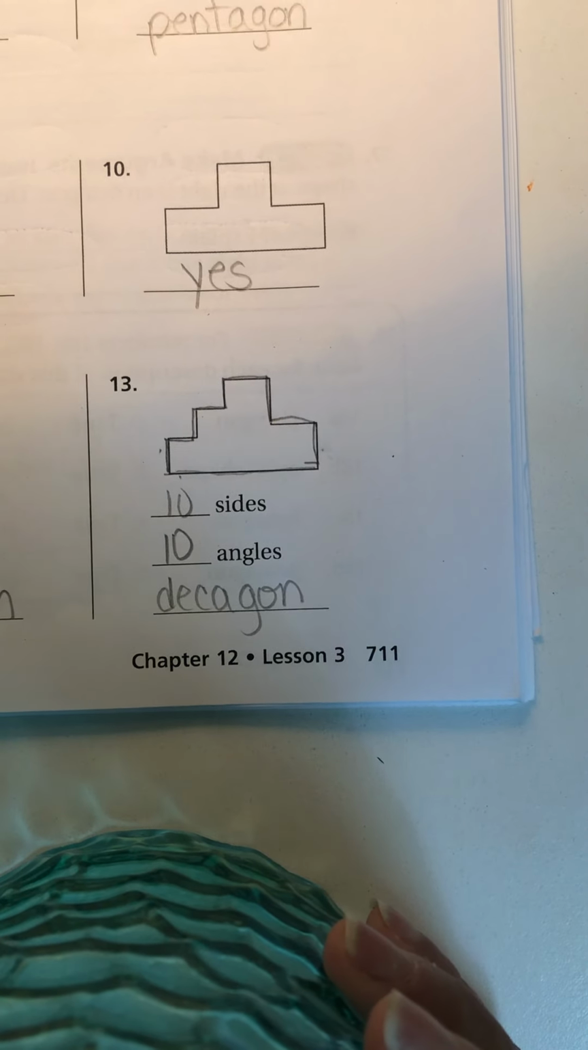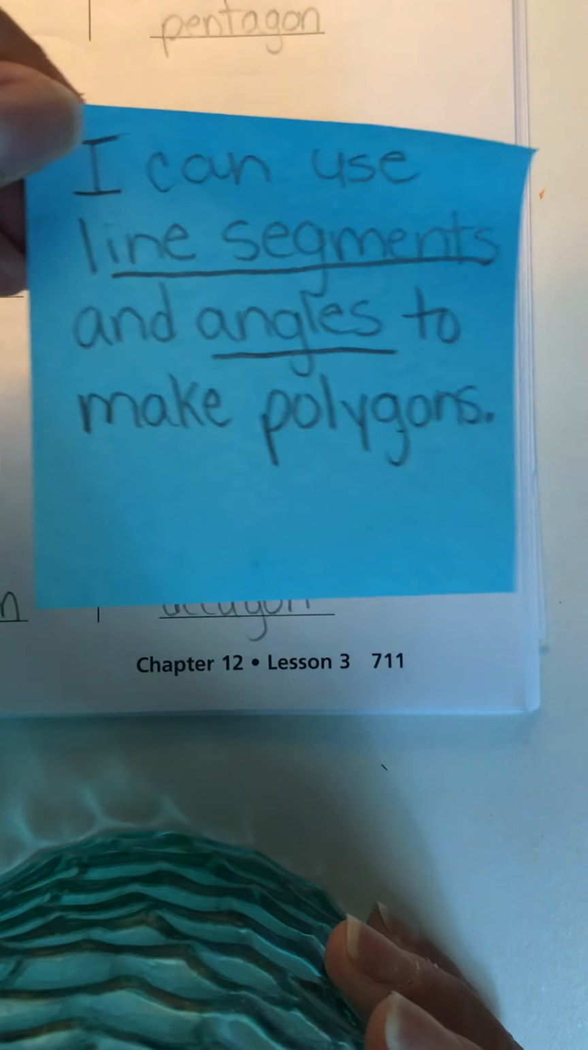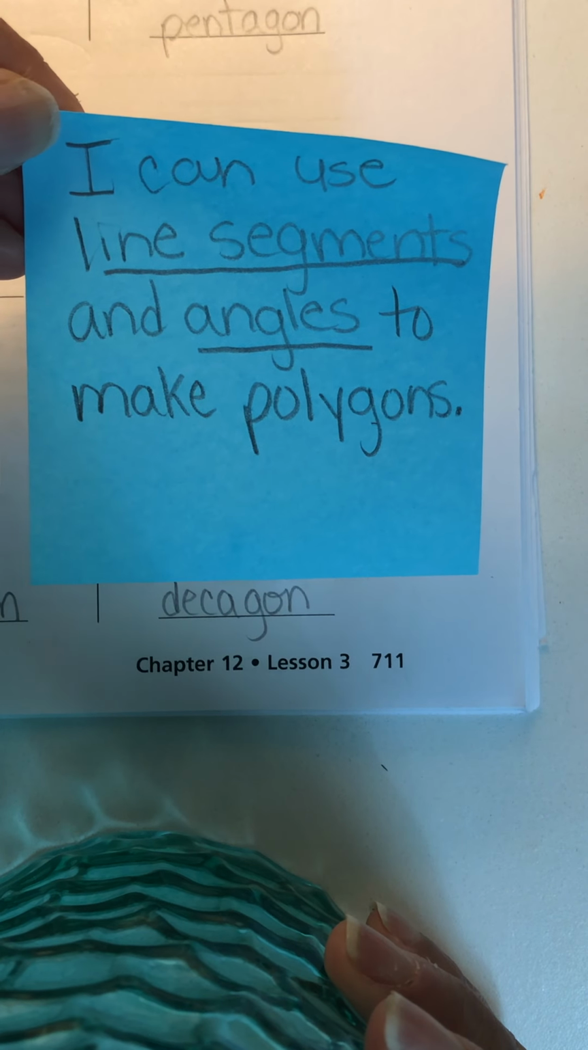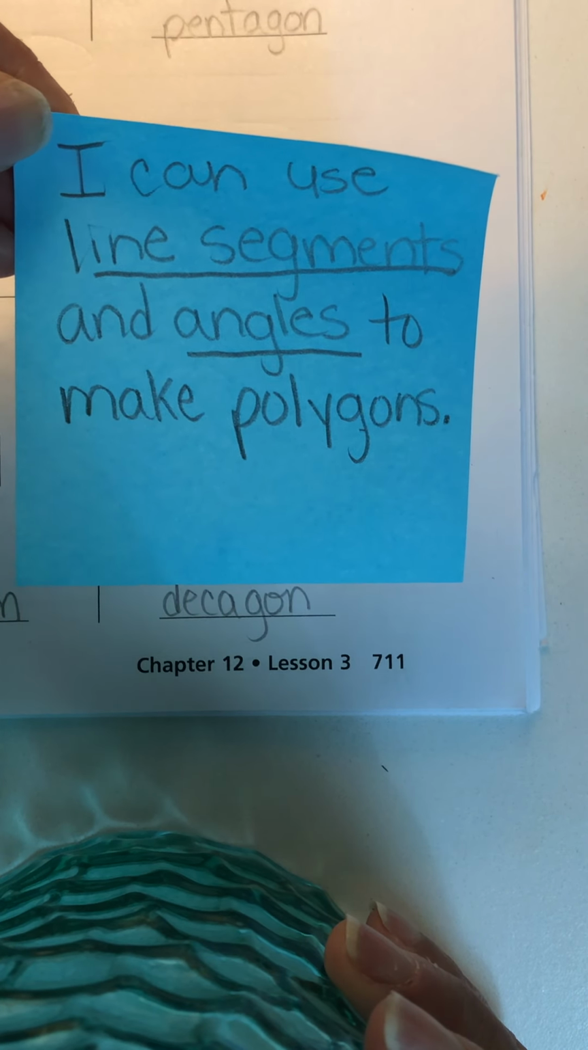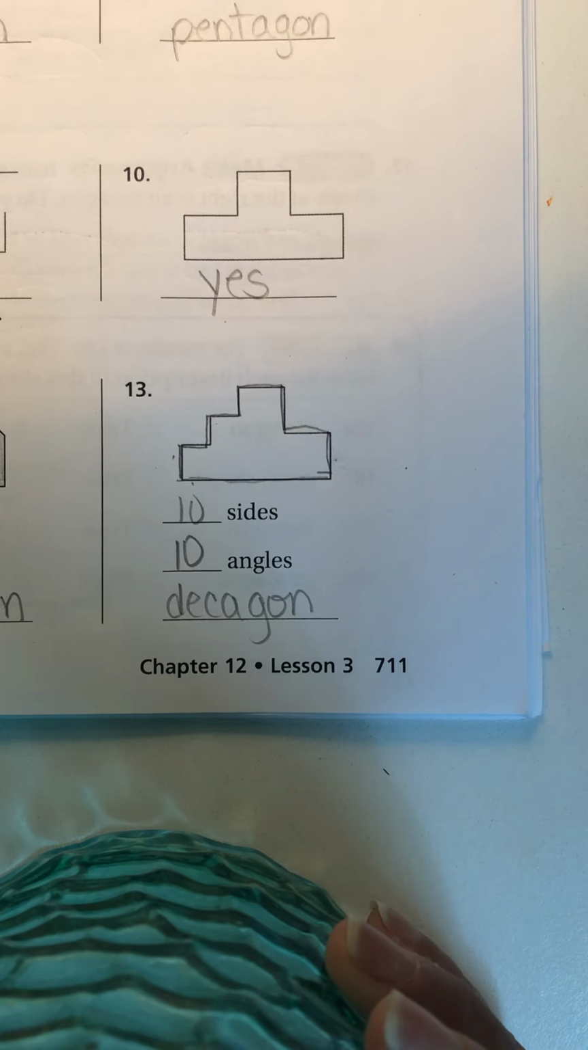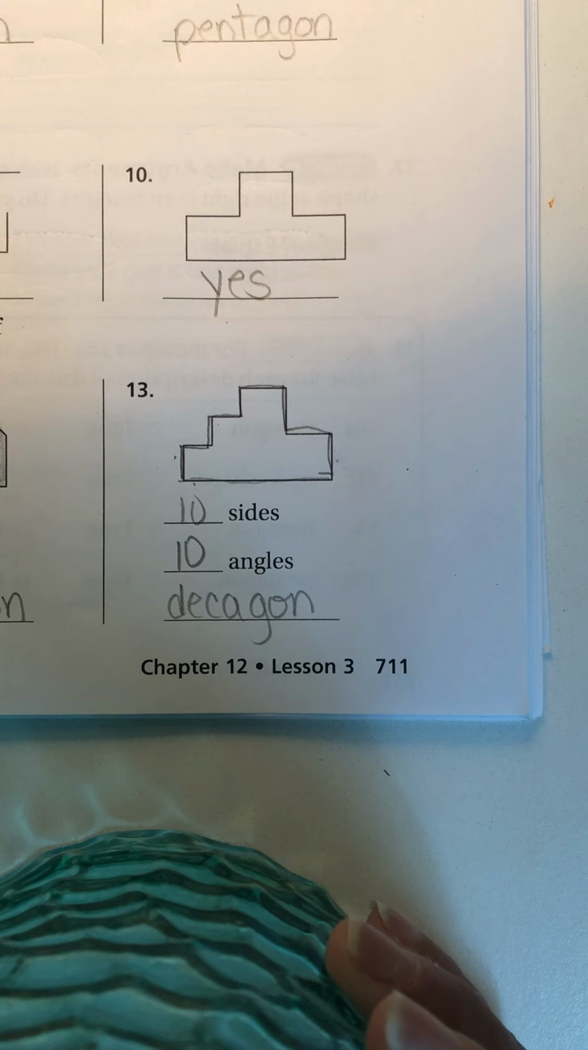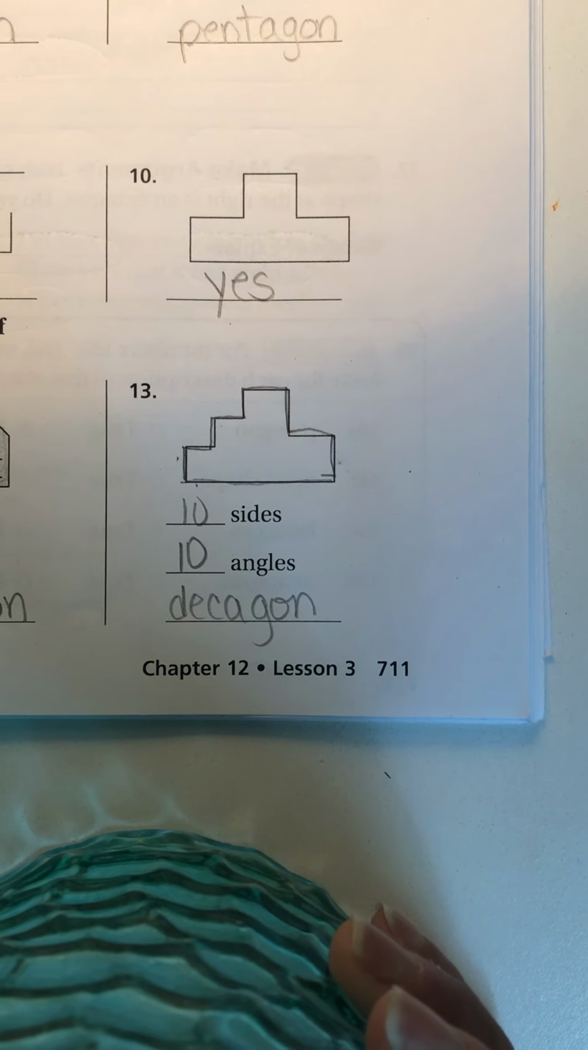So this is the new lesson. Again, this was our learning target. I can use line segments and angles to make polygons. And now we learned the name of some different polygons: pentagon, hexagon, triangle, quadrilateral, decagon. So those are some of the different shapes that we will talk about a little bit more throughout this chapter 12.